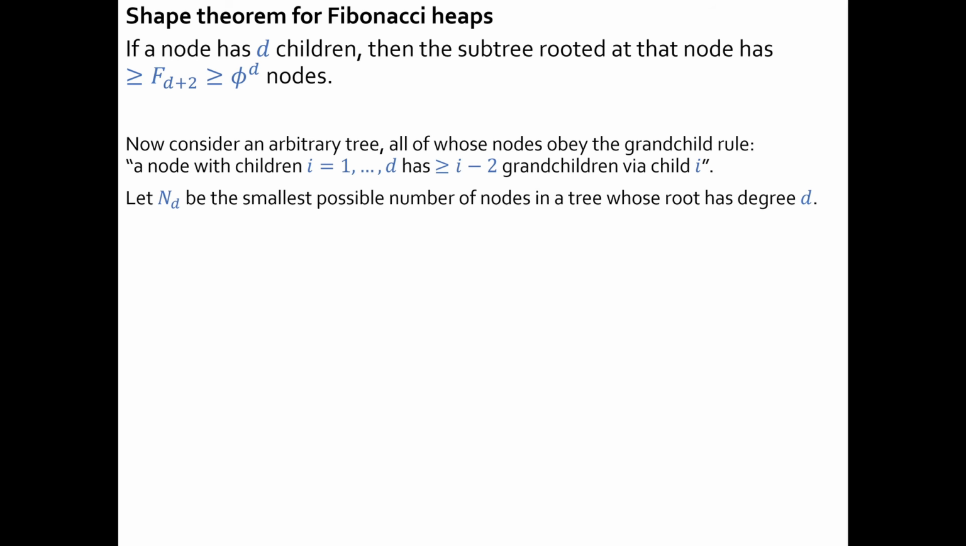And let me define Nd to be the smallest possible number of nodes in a tree which satisfies the grandchild rule and whose root has degree d. So let's see what we can say about Nd. Nd equals, let's sketch the tree first.